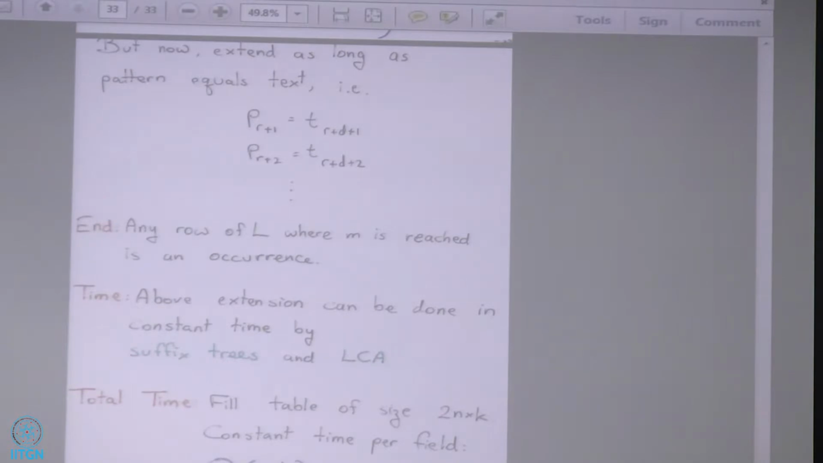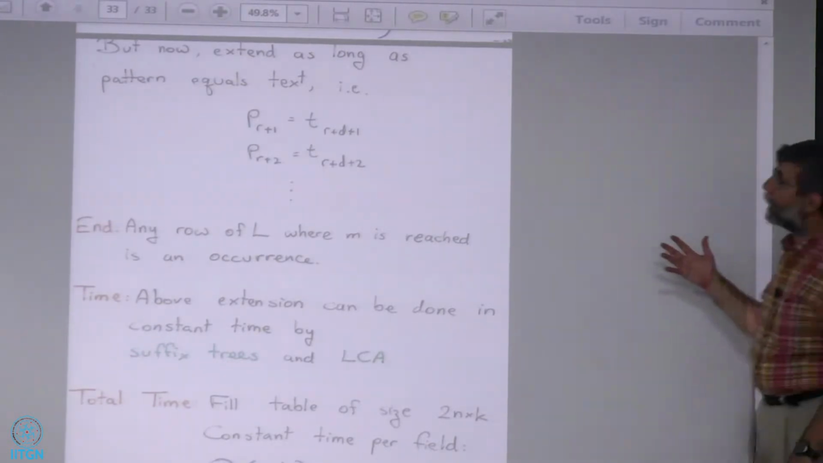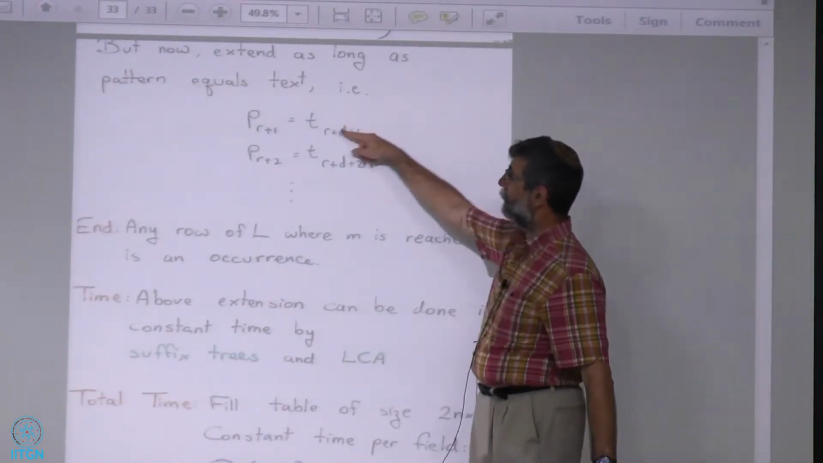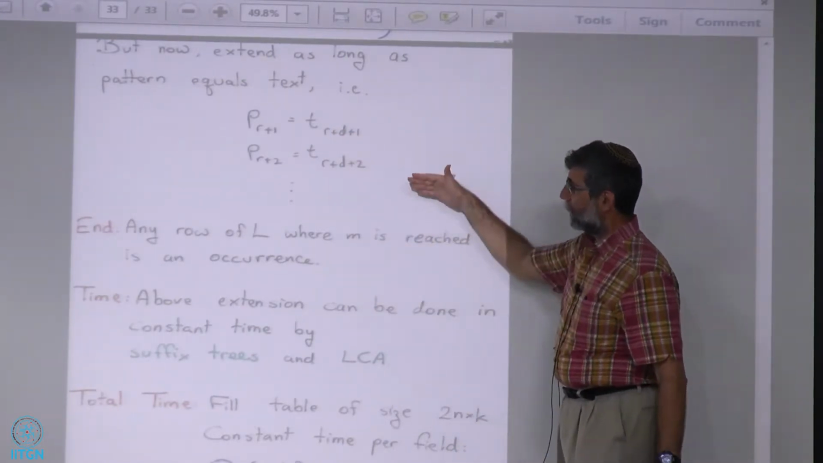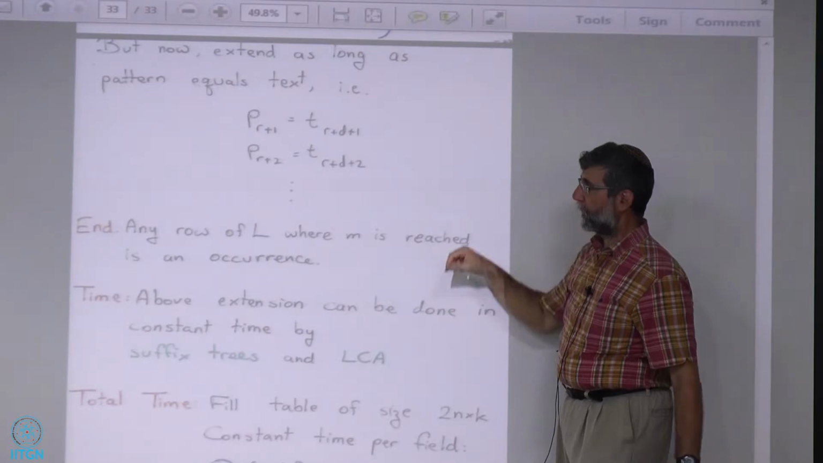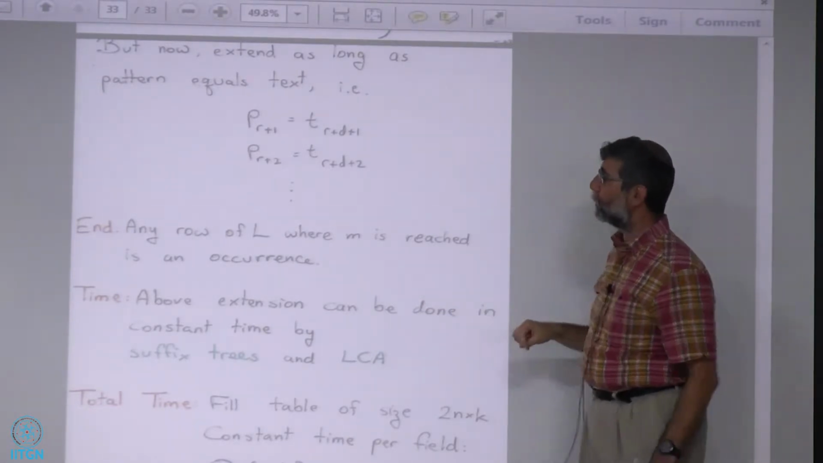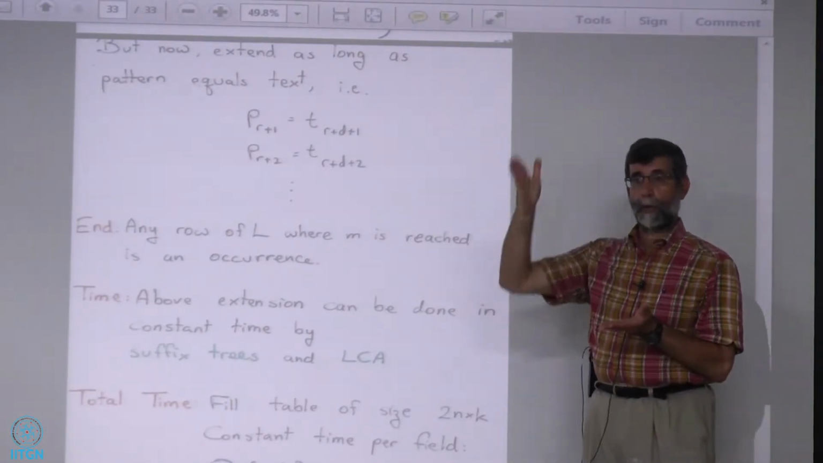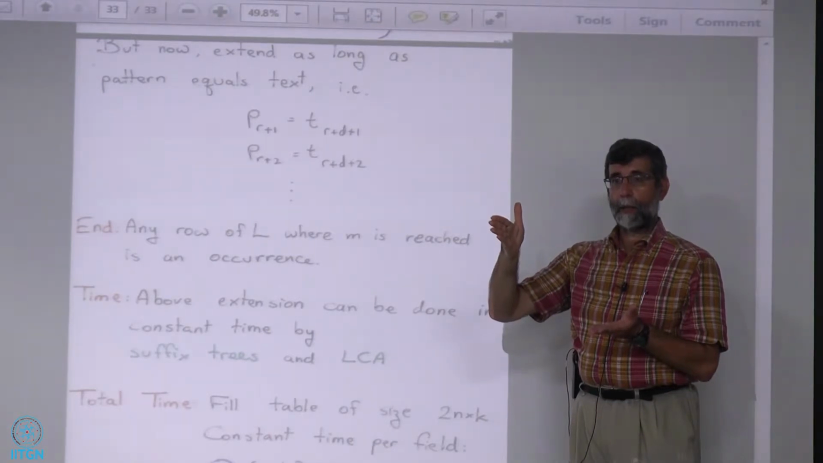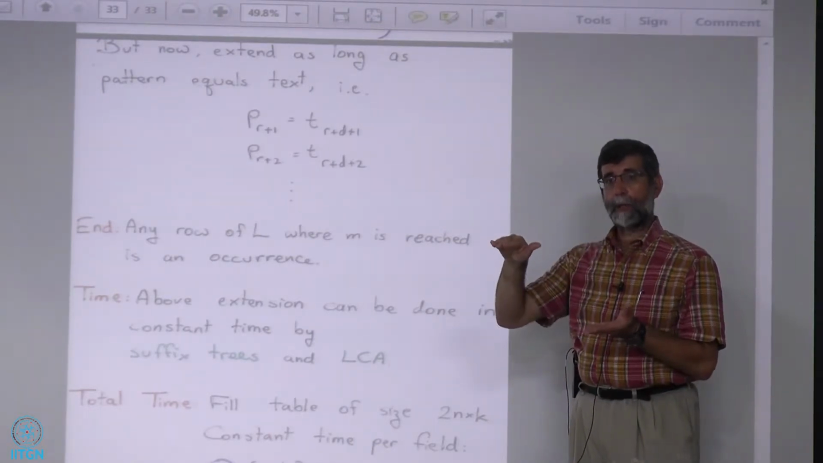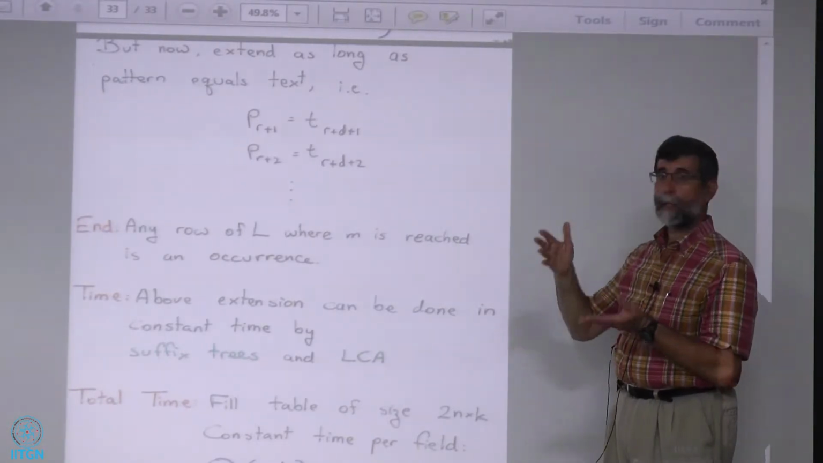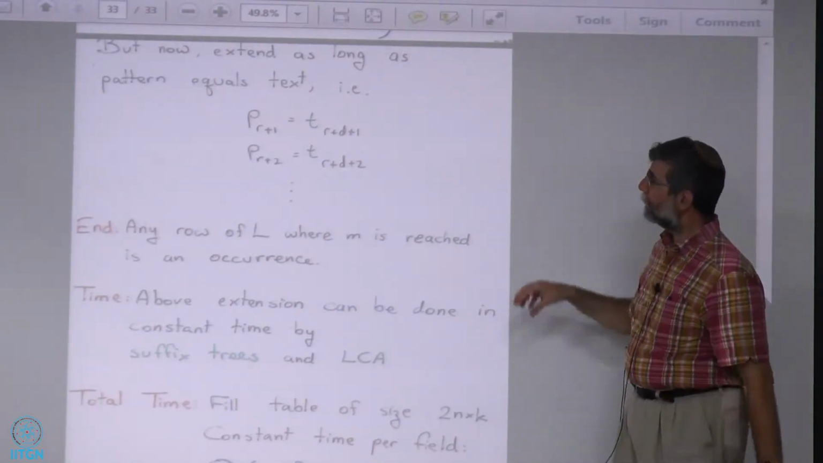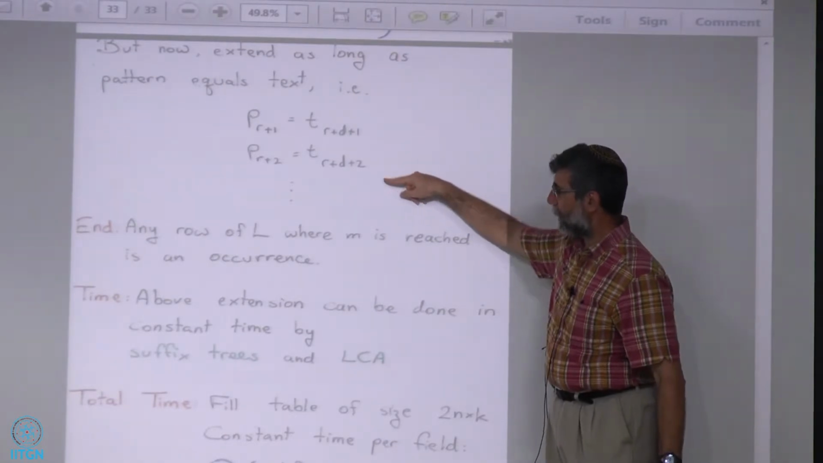And now, you extend as long as the pattern is equal to the text. So that's the extension. That's what you do with the suffix trees and LCAs, in time O(1). So you have time O(1) to look at the one above you, the one to your side, and the one in the diagonal. And then you do an LCA query.